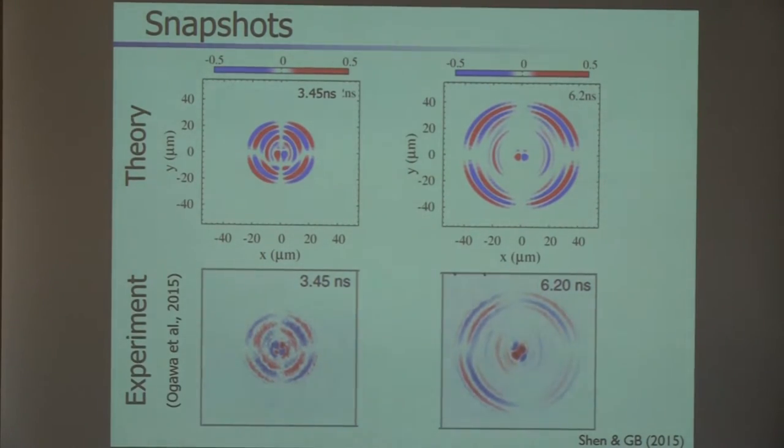Now, we can look at the velocity with which these rings expand. And we see that after 6.2 nanoseconds, this inner ring agrees very well with the velocity of the transverse acoustic phonon, whereas this outer one agrees with the faster pressure waves, the longitudinal acoustic phonon.